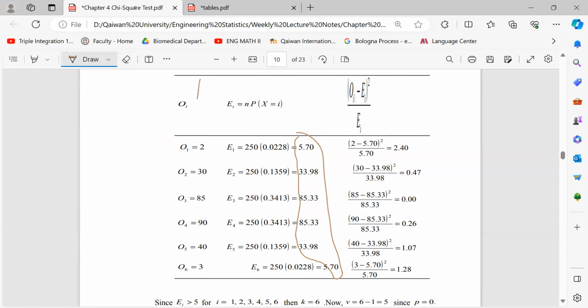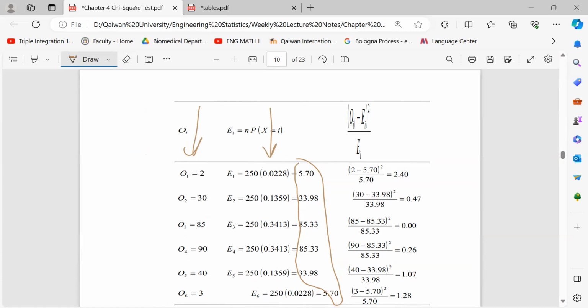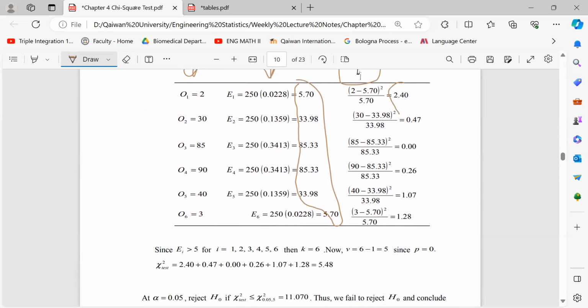We now have observed frequencies and expected frequencies. We can calculate this one: observed frequency minus expected frequency at each level, squared, divided by the expected frequency at that level. We get these values. And the sum of these values is the chi-square test.